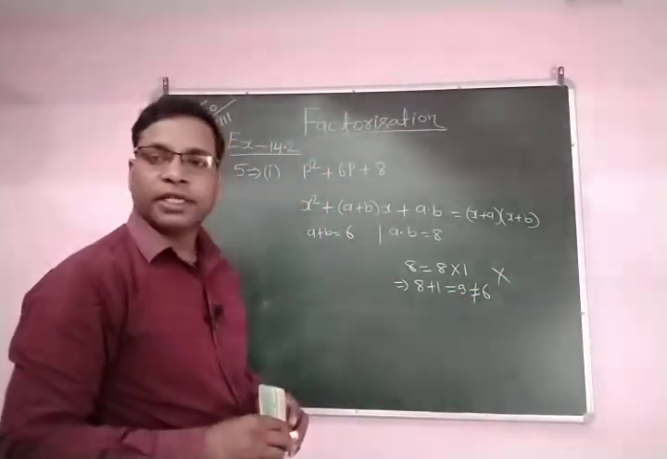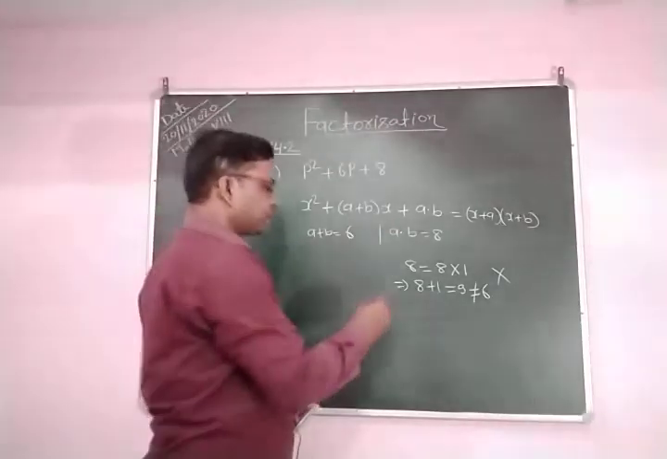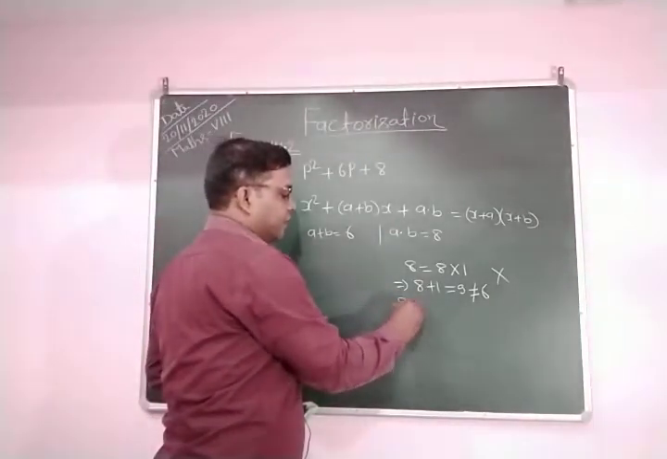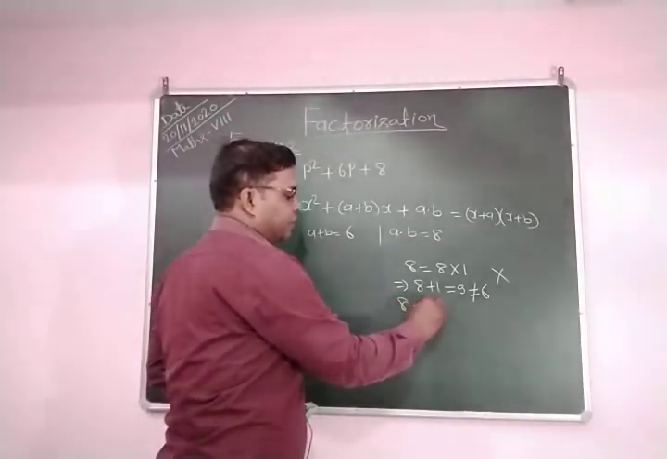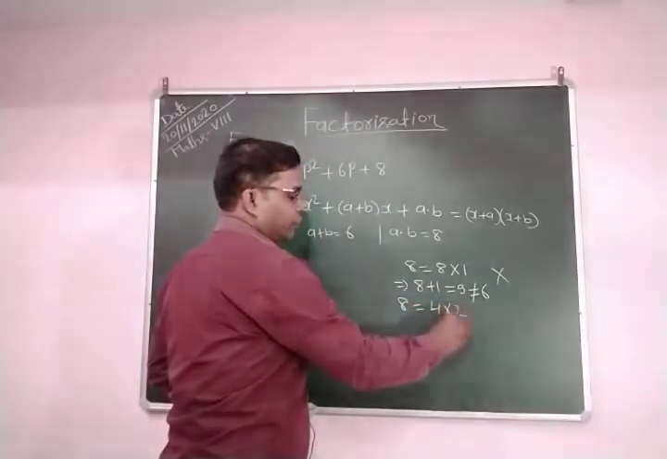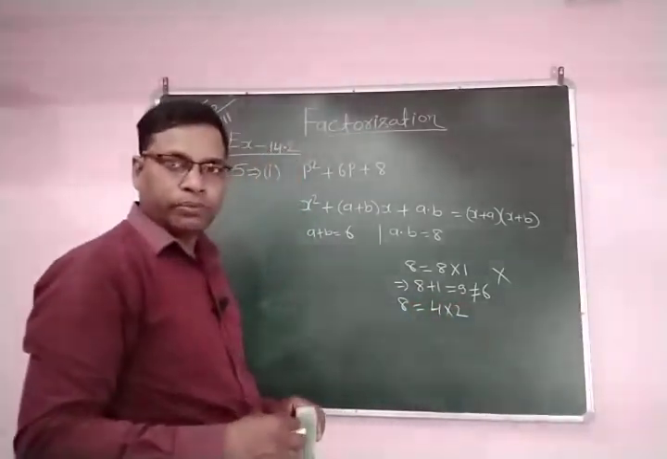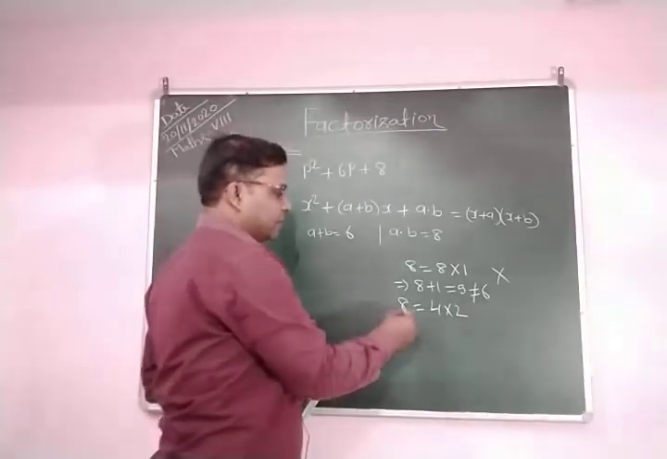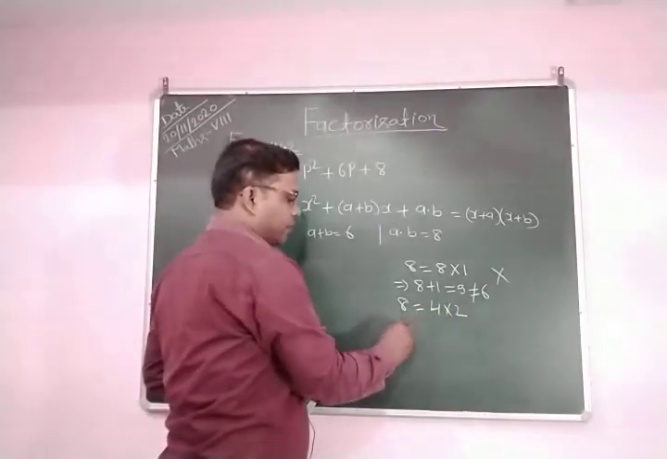Again we check the factors of 8. You can write 4 into 2. But what is the sum of 4 and 2?